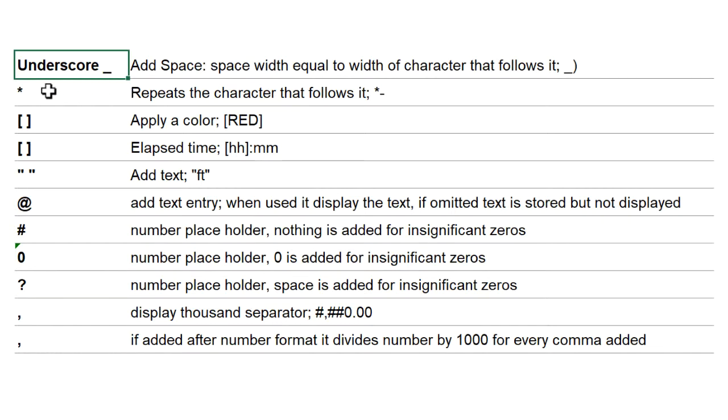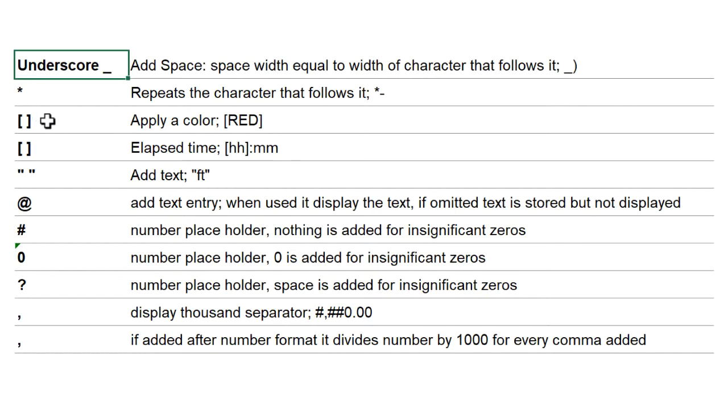Okay, the star here, if you use it, it will repeat the character that follows it. And it's normally used to design those formats like the accounting format, where the dollar sign is at the far left and the number is at the far right. So you use the star to do that. It repeats any character that follows it. So for example, if you use star followed by a dash, the dash will be repeated until the number hits the right edge of the cell.